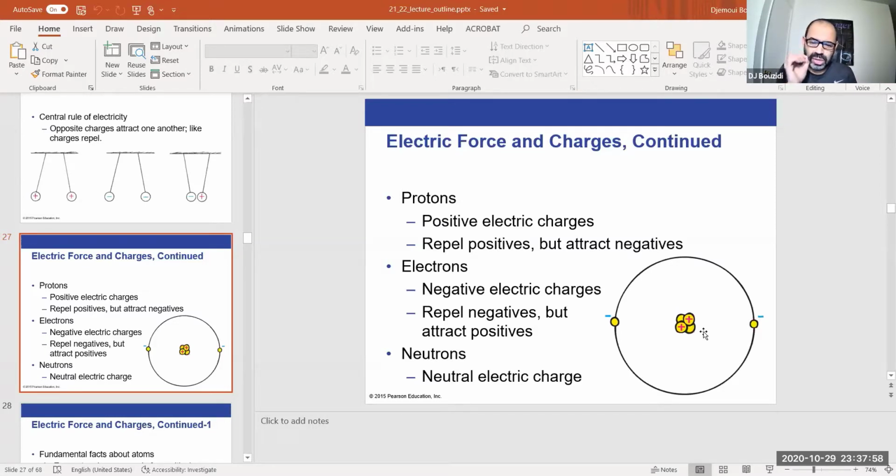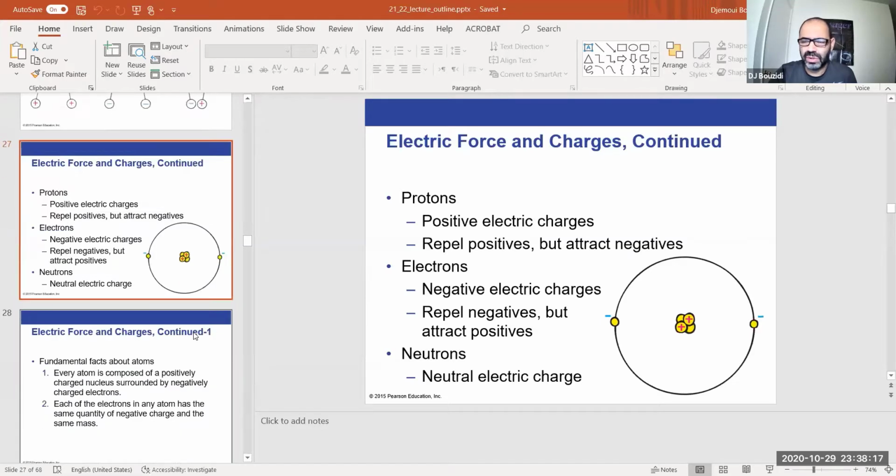Now, two things. Because of the conservation of charge, the number of electrons and the number of protons is the same. That's number one. And they also have the same charge. Electrons and protons have the same charge. So that is item one for the discussion today.